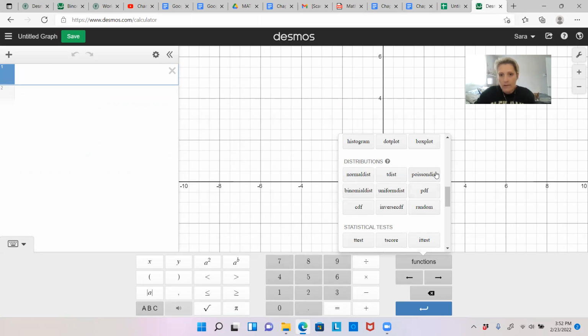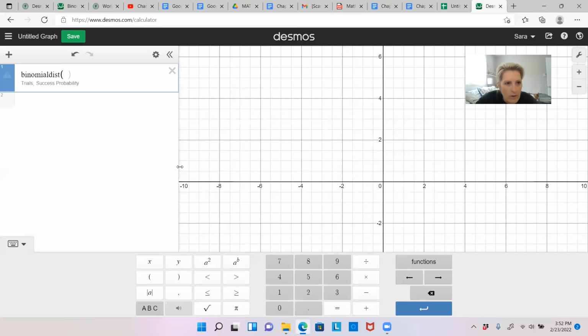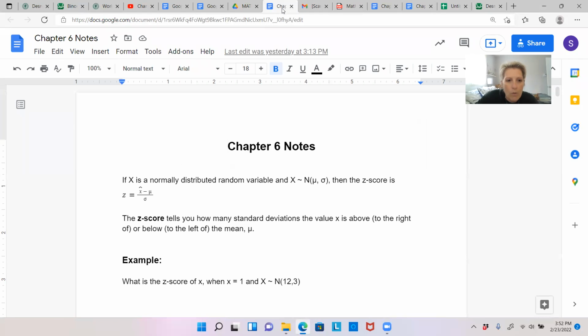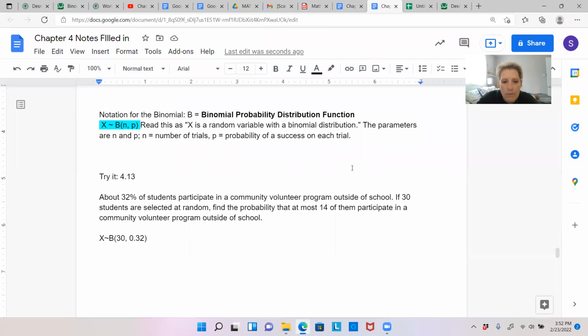We're going to be using this a lot, so it's important that you see what's on here. So we have normal distribution, t-distribution. We're going to use those 2. Right now we're using the binomial. We're going to use the PDF, the CDF, and this inverse CDF. But right now we're going to go to binomial. So click on binomial, and we are going to put in the 30, 0.32, because that is the one that we were just looking at. Right here, 30 and 0.32.